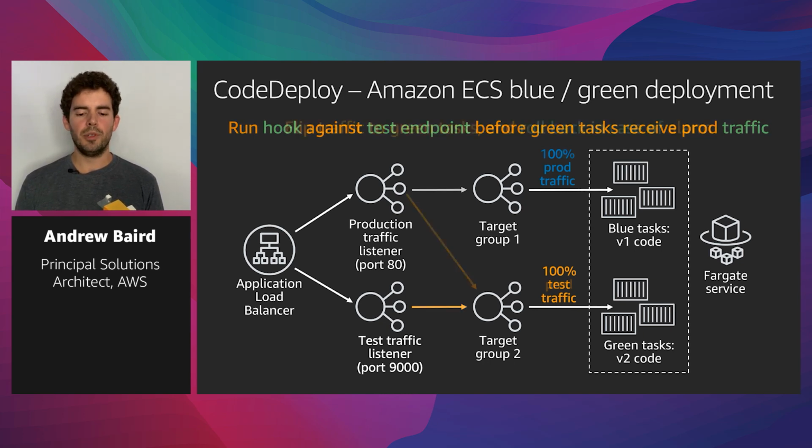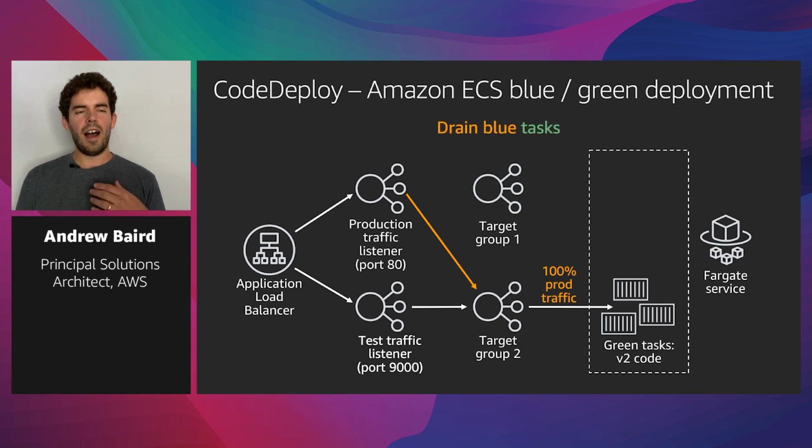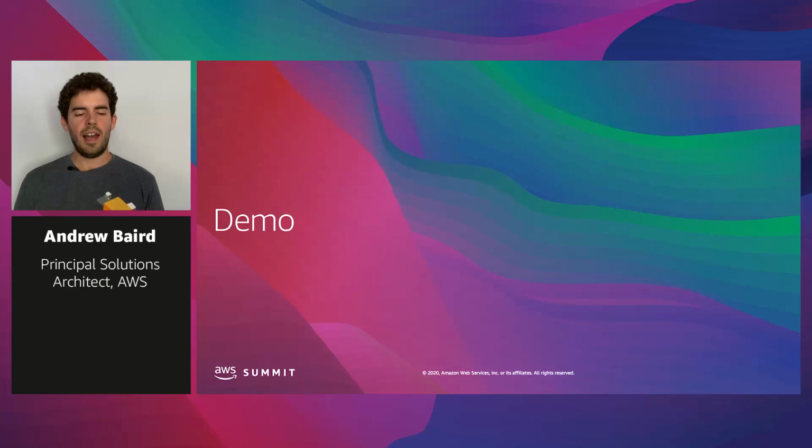Once I'm happy with those tests that have been run, we're going to flip the production listener to now point at target group 2, so that all of my production traffic now is hitting those green tasks. And those blue tasks are still up and running, but they're not receiving any production traffic. And you can define how long that blue set of tasks is going to run with connection draining, and have them kept around to ensure that no alarms are breached, and everything is still successfully running with the green tasks. And once you're happy with everything running, you're able to fully switch over, and everything is going to be running on the green tasks.